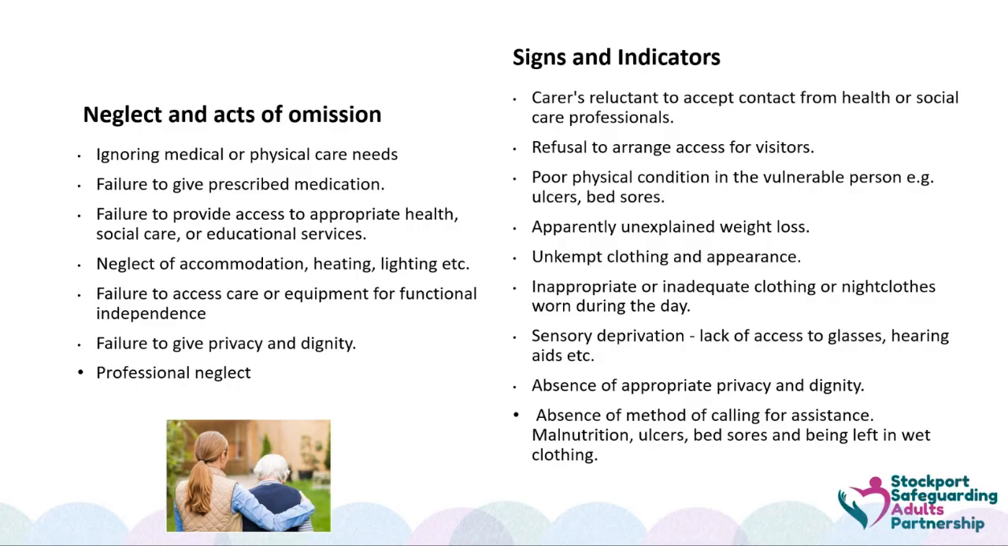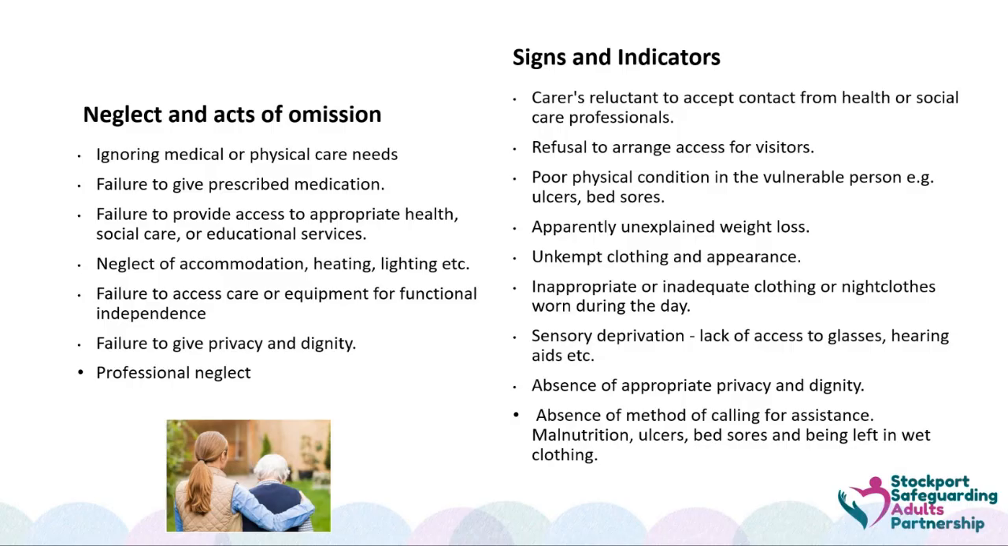Some of the signs and indicators that you may see around neglect and acts of omission is that the carers are reluctant to accept contact from health or social care professionals. They refuse to arrange access for visitors. There's poor physical condition in the vulnerable person, so they may have pressure sores, ulcers, bed sores.